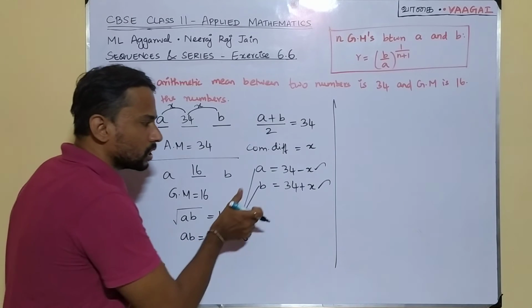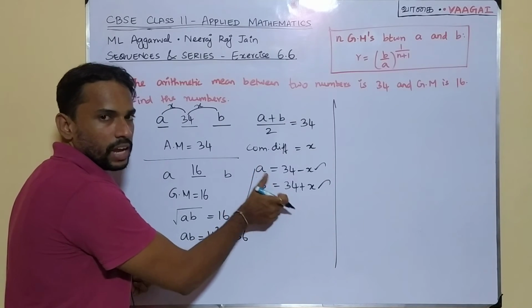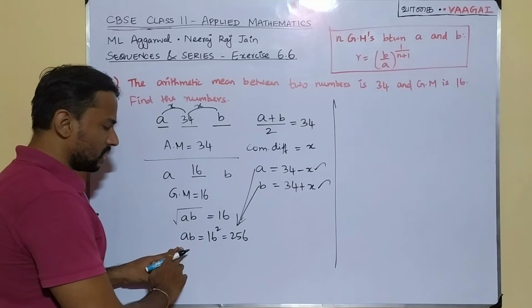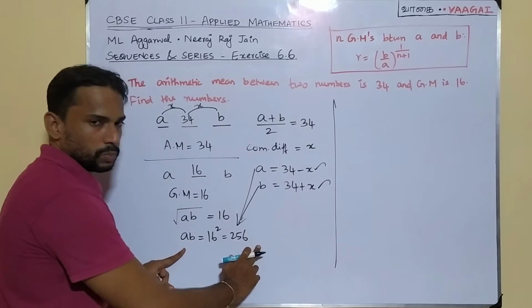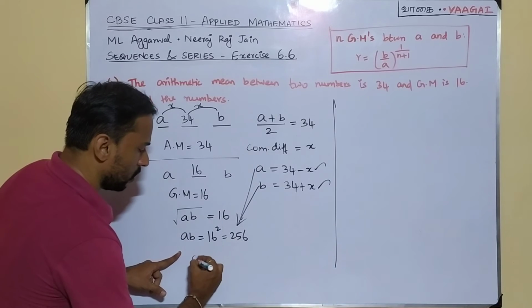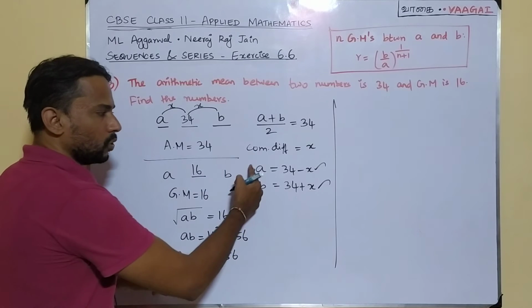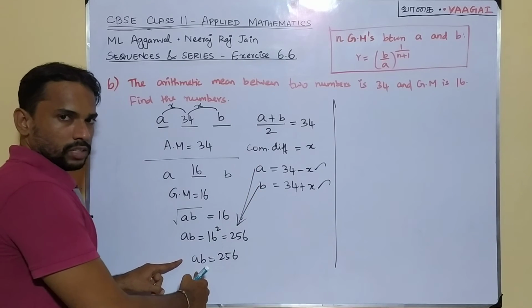Now I am going to substitute these expressions for A and B respectively in this equation. What is this equation? AB is equal to 256. This is my equation, right? I will even write it in a fresh way. AB is equal to 256. Let me substitute A and B in this equation. Let's see what will happen.